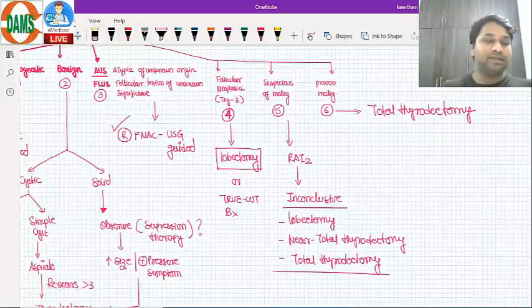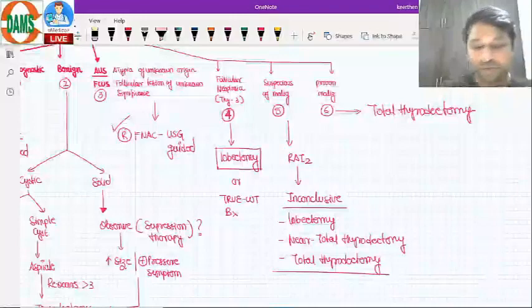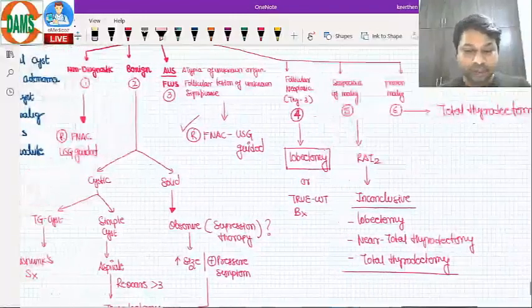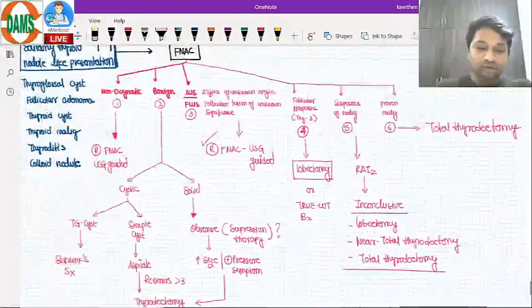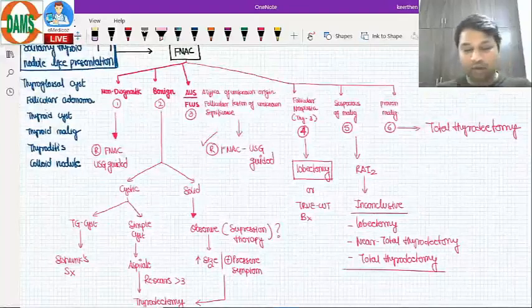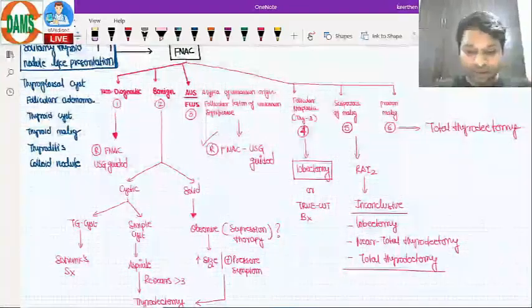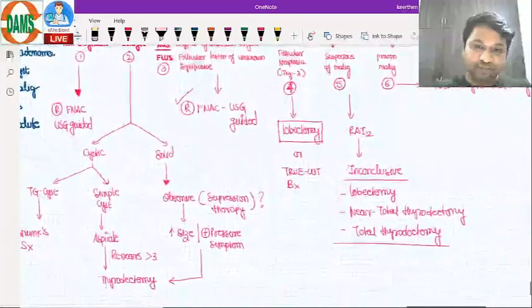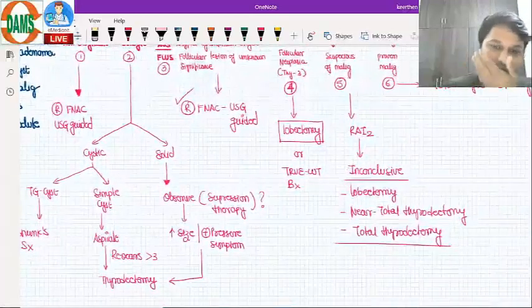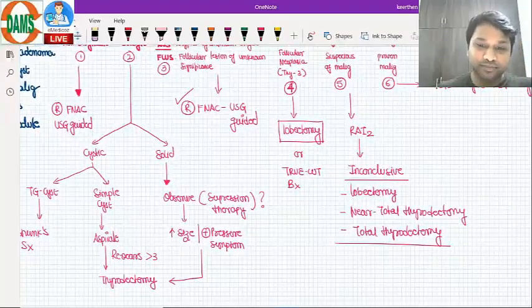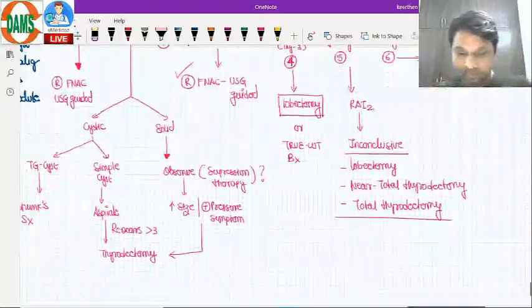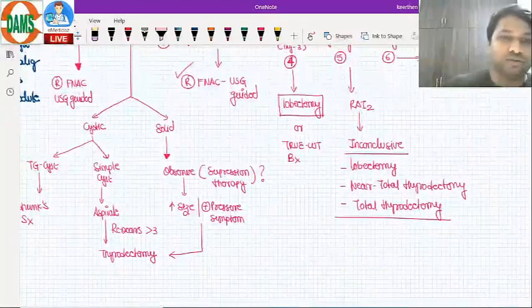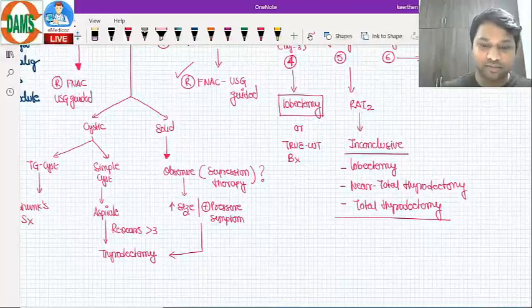Beta, this is not Bethesda. Bethesda is the FNAC classification for any thyroid nodules or any thyroid swellings. This is specifically for solitary thyroid nodule, based upon what you get on FNAC, how to approach it. Okay. So this is a schematic representation. BX is biopsy, beta. Good to go. Everybody understood this?